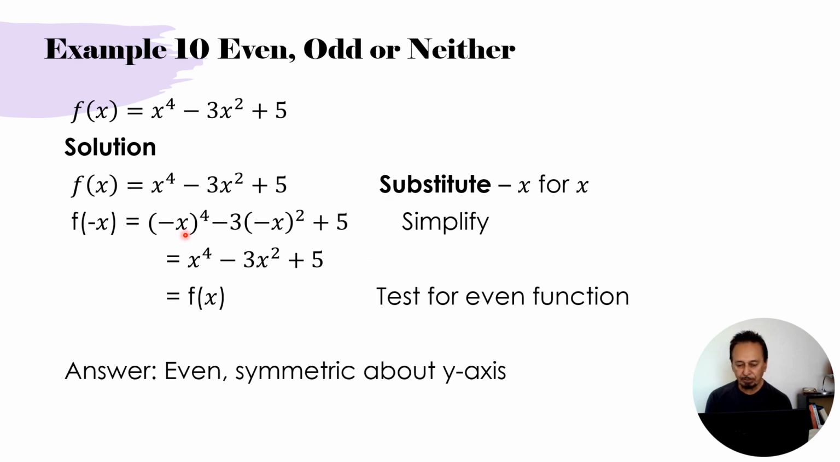Now we look carefully, term by term, and compare. They're exactly the same, same signs. So you can conclude that f of negative x is equal to the original function f of x. And by definition we'll say this function is even and is symmetric about the y-axis.